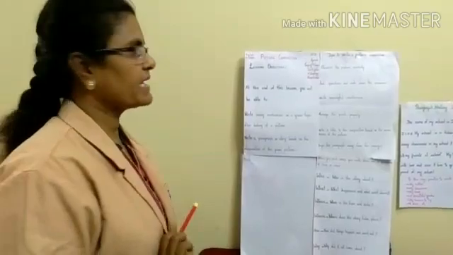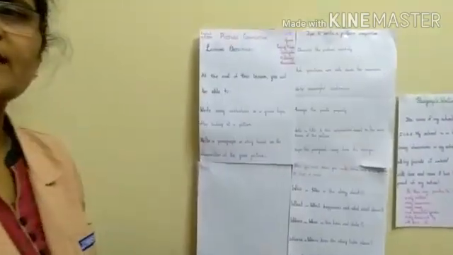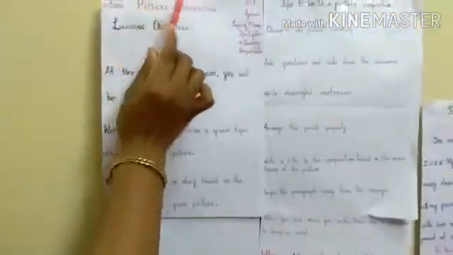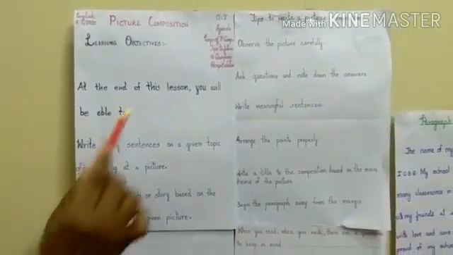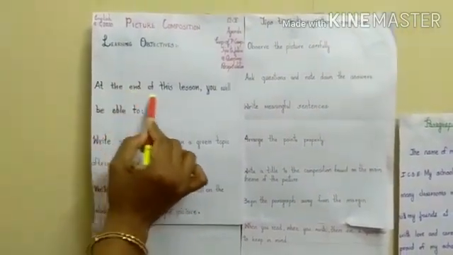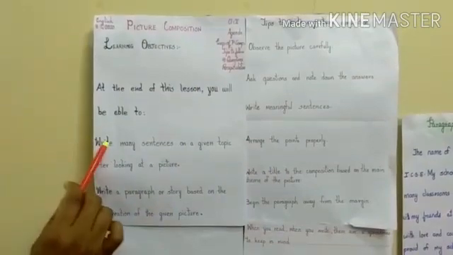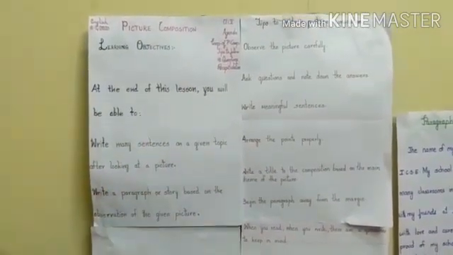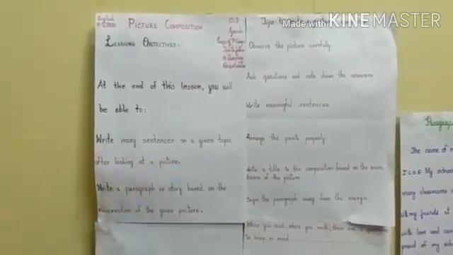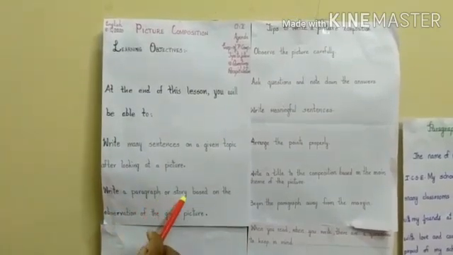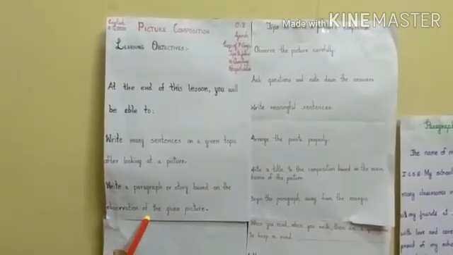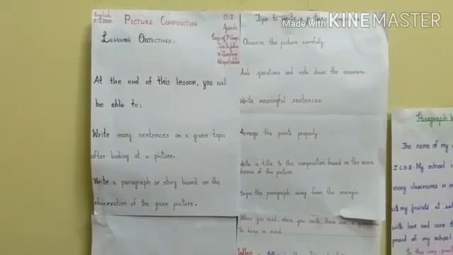Let's have a quick recap. What did we learn today, children? Today we have learnt about picture composition. At the end of this lesson, you will be able to write sentences on a given topic. After looking at a picture, write a paragraph or story based on the observation of the given picture.